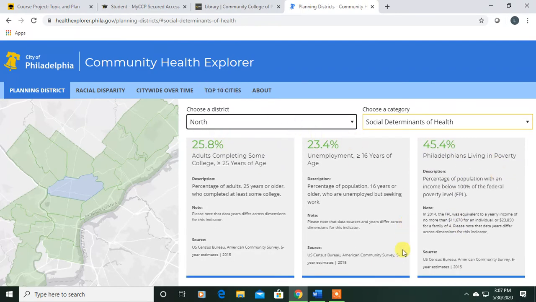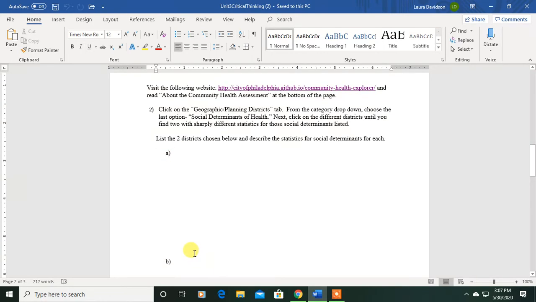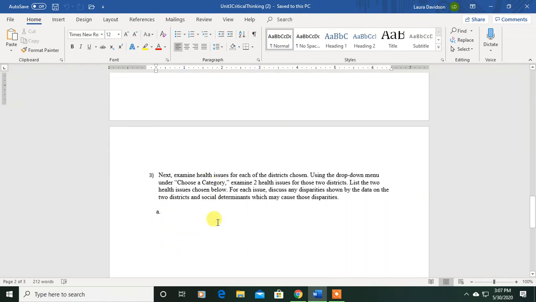And you would go back to your homework, okay? And if I chose Central and North, I would type Central, I would type North, and then I would lay out the statistics for each showing those sharp differences. Okay, what we're focusing on here is how place matters. So now we've chosen 2 places in our city that aren't that far apart, and yet the social determinants are vastly different. Let's go on to the last question.